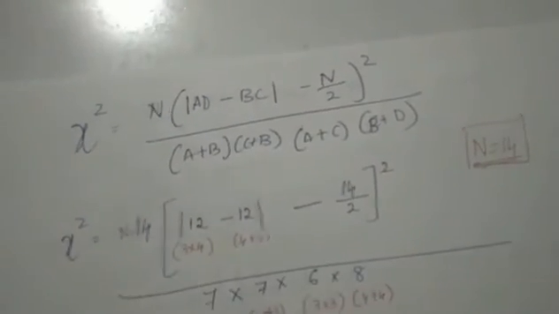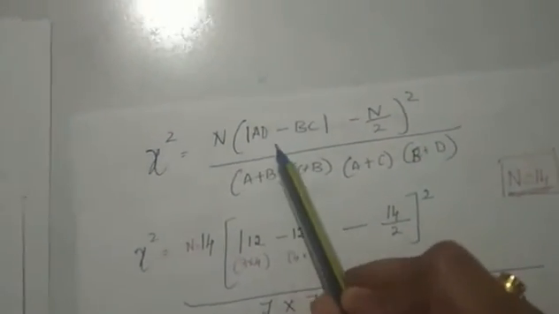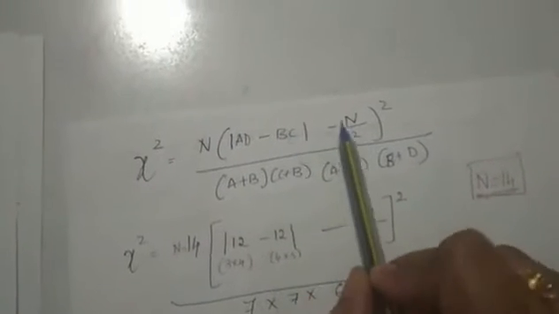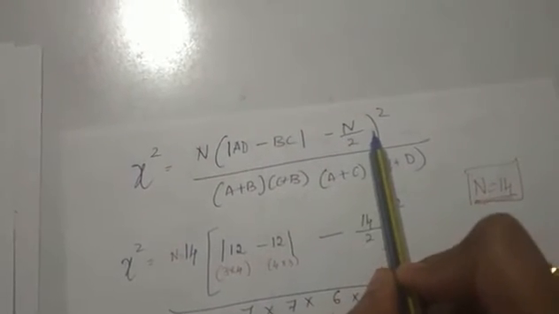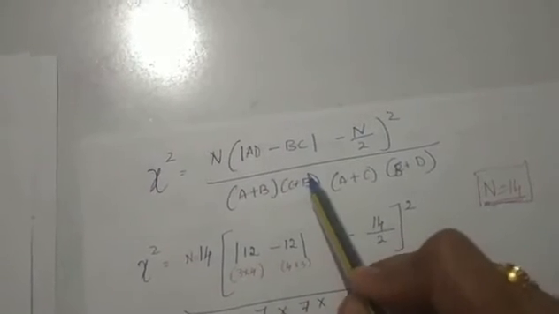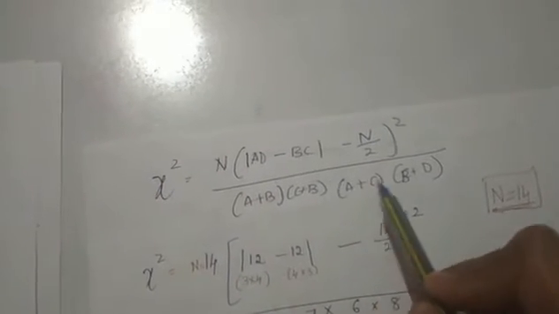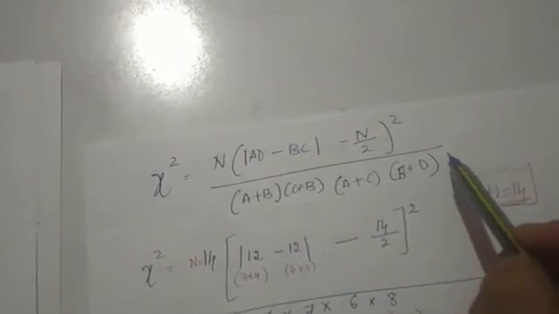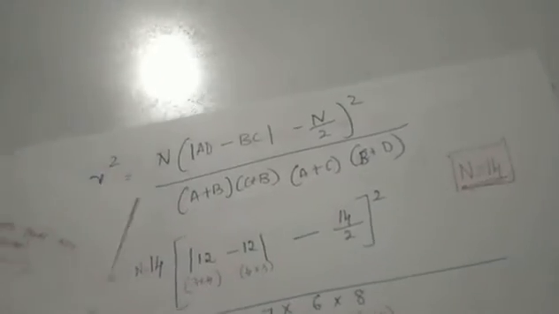Now we have to substitute the values under the formula. The formula chi-square is equal to n into the absolute value of AD minus BC, minus n by 2, whole square, divided by A plus B, C plus D, A plus C and B plus D. We'll understand this with the help of the group table.